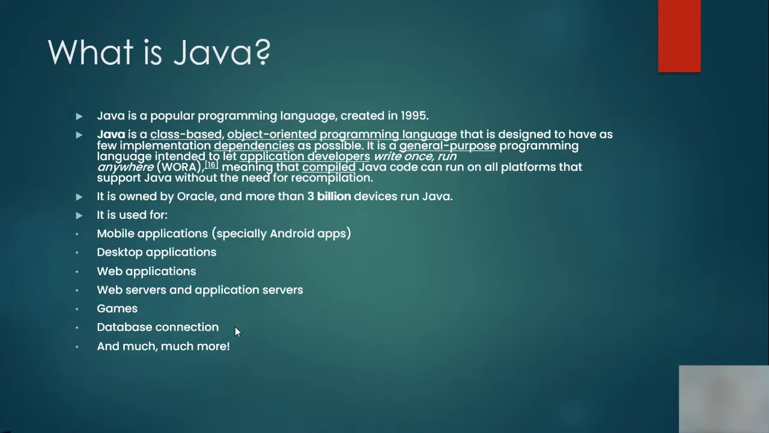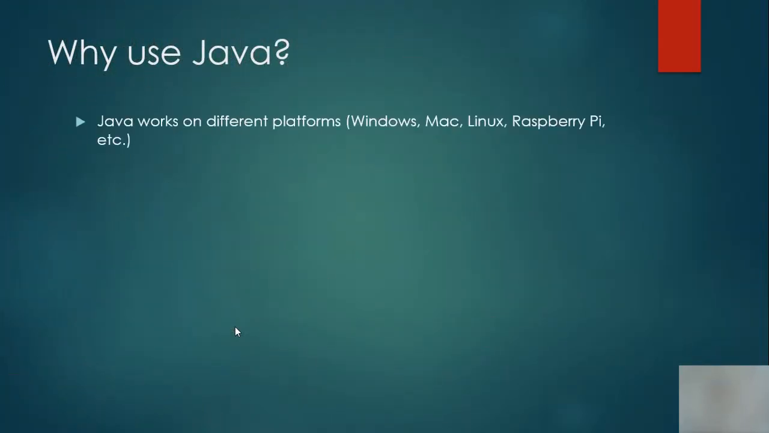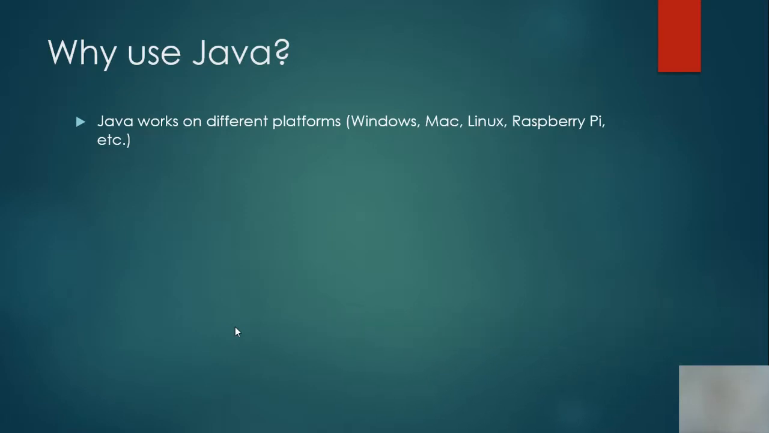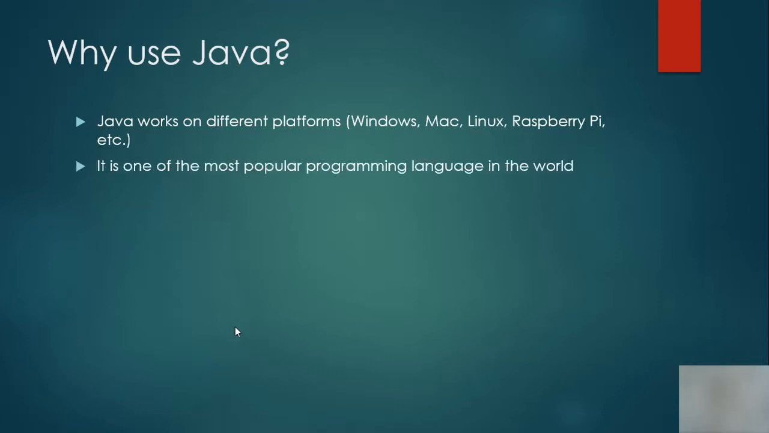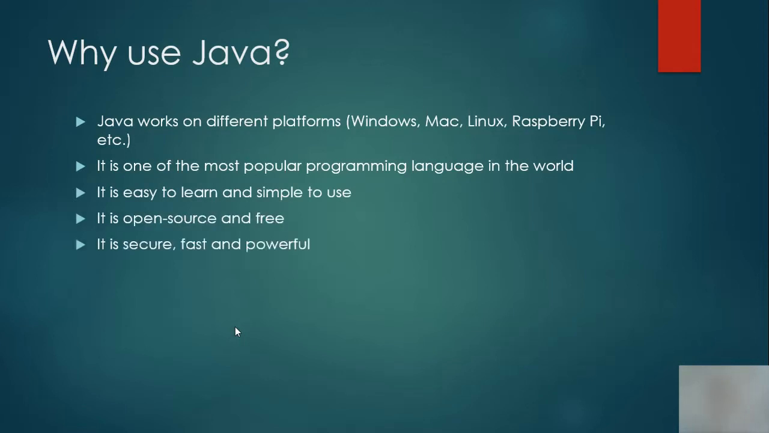So why do we use Java? Java works on different platforms. Java is one of those cross-platform or platform-independent languages. You can write Java code on one operating system and run it on other operating systems. It is one of the most popular programming languages in the world. It is easy to learn and simple to use. It is open source and free. So you can just go over the internet, Google the Java installer, install it, and you're good to go. It is secure, fast, and powerful.